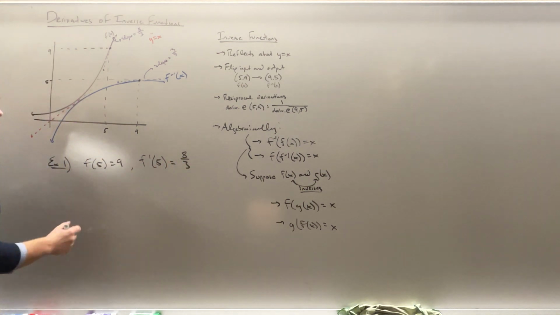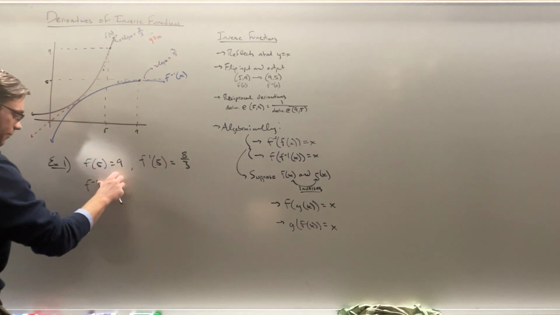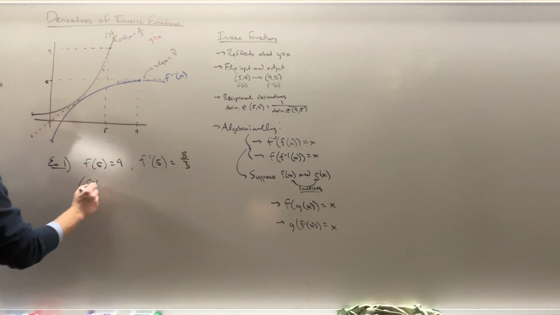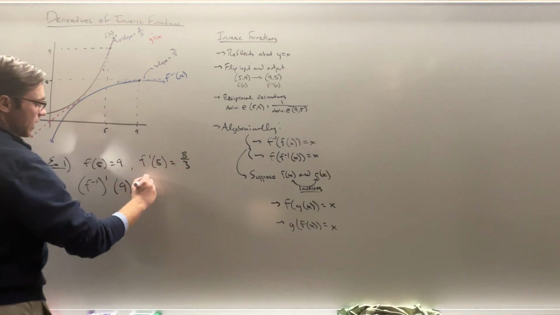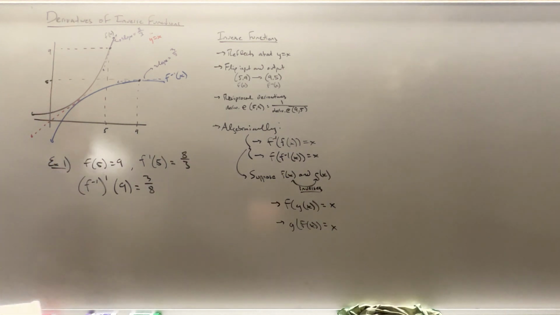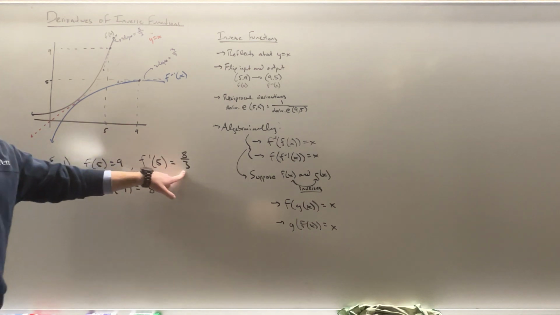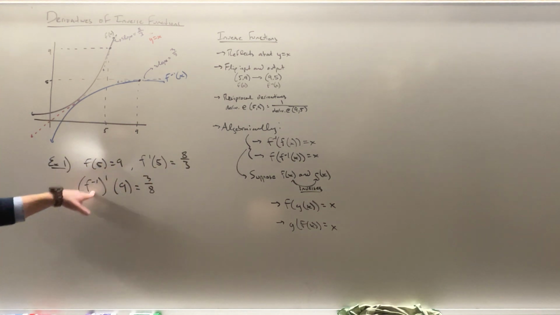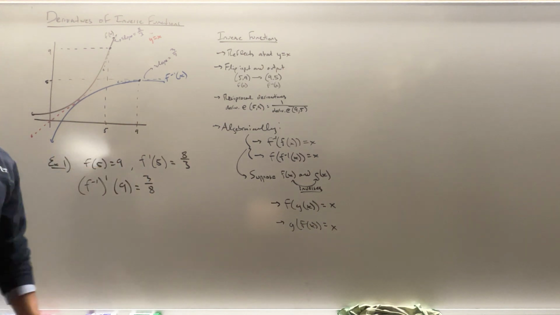Now, using this information, you could solve for the inverse. I'll write this the proper way. This is going to look weird. The inverse function's derivative at 9 is going to be 3/8. So this is the idea. If you have some function and you know what it maps to, and you know what the inverse of that is, then the derivative of that is going to be its reciprocal.